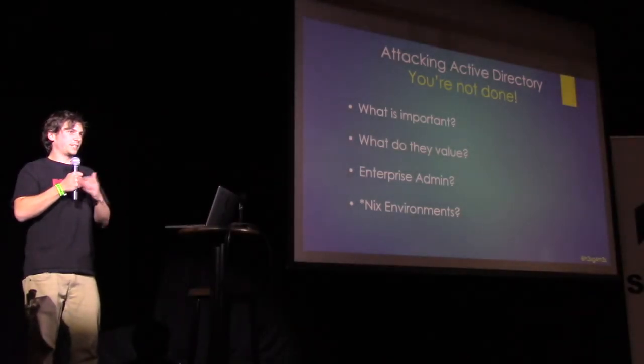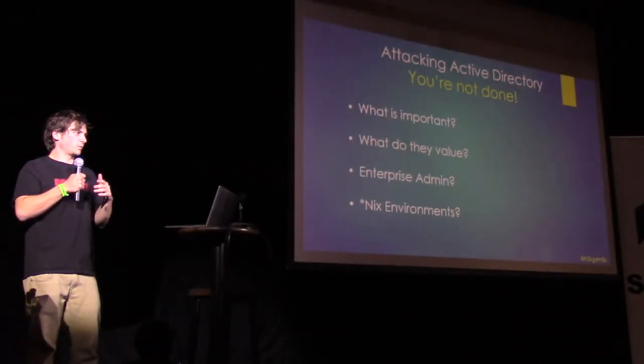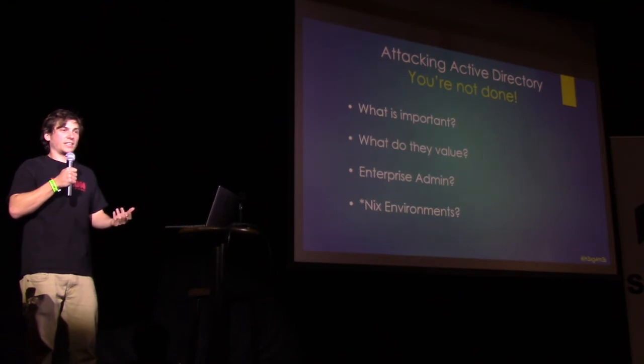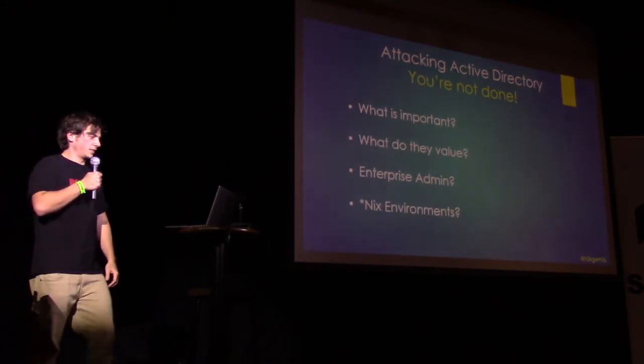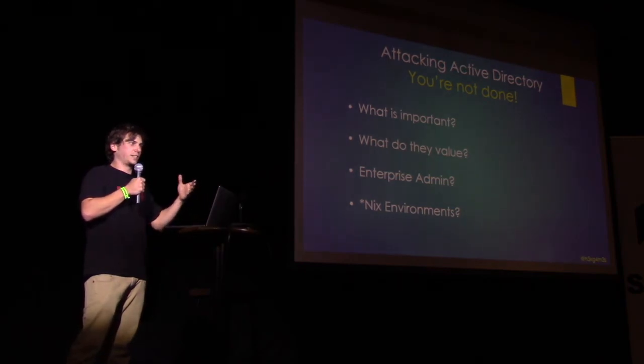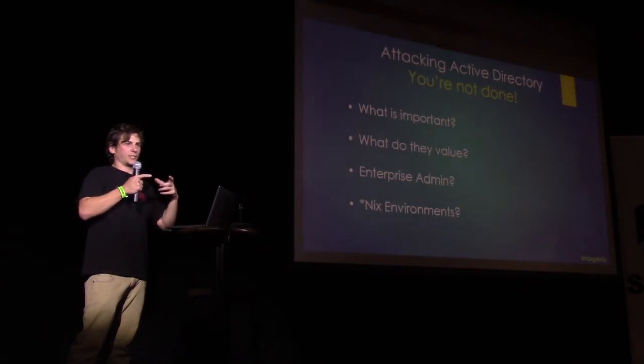You want to look at things that are important. What's that company's value? If they're a software development company, you might want to steal all their code base, which a lot of times is accessible in an internal GitHub. You want to auth everything inside as well as externally. And also you can look at things like enterprise admin. Enterprise admins can own every domain that's inside the forest.